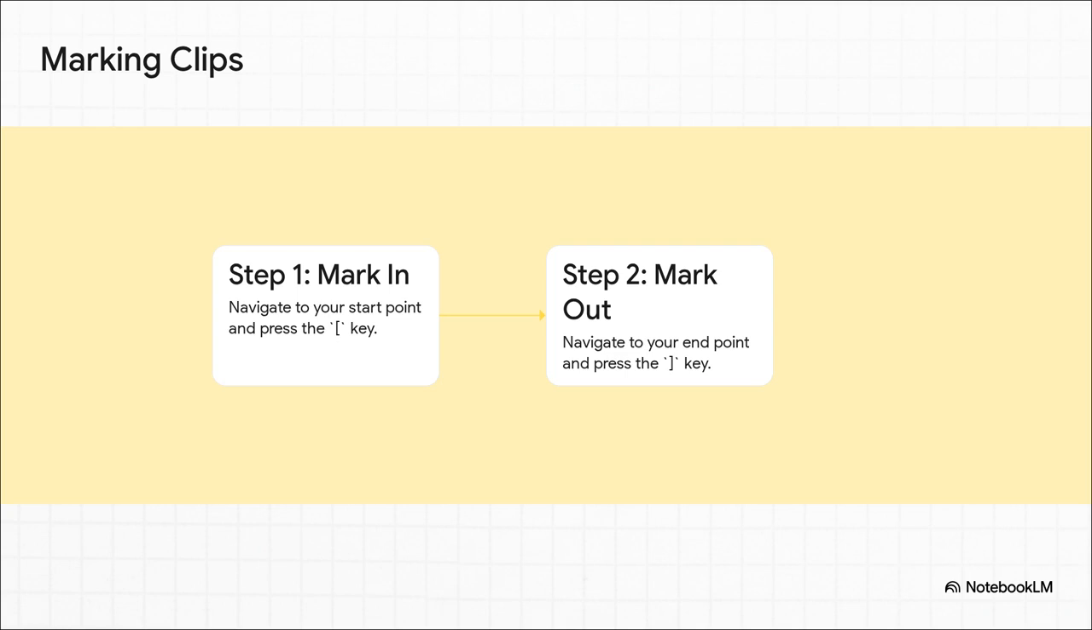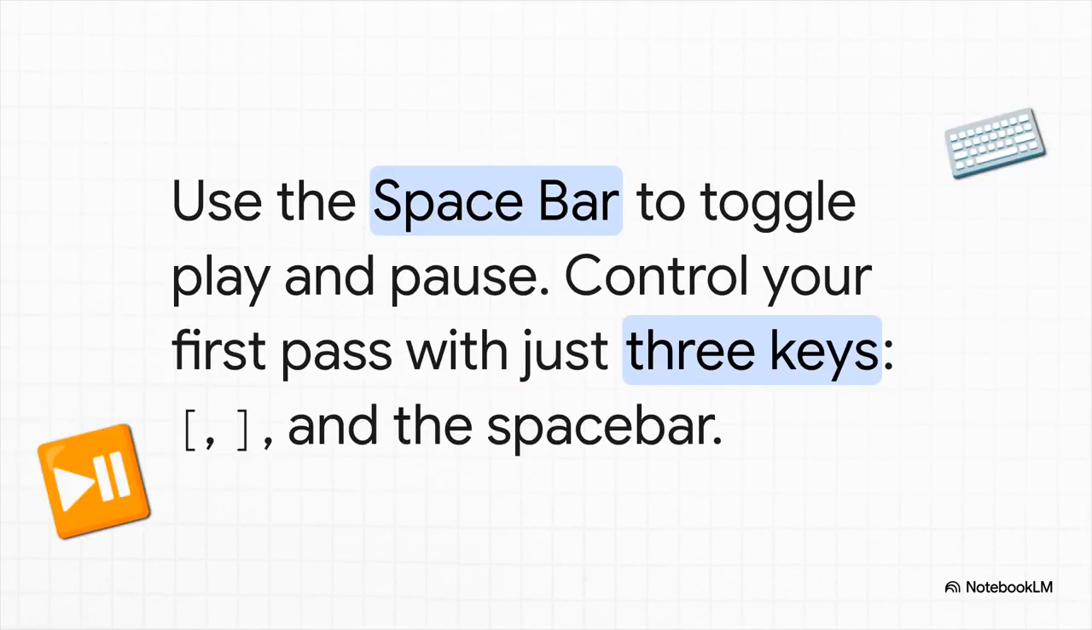Seriously, it's this simple. As you're watching, you see something you like. You hit the left bracket key to mark where it starts. When the good part is over, you hit the right square bracket key, and bam, that's it. You've just logged a clip. And of course, you're using the space bar to play and pause your video.